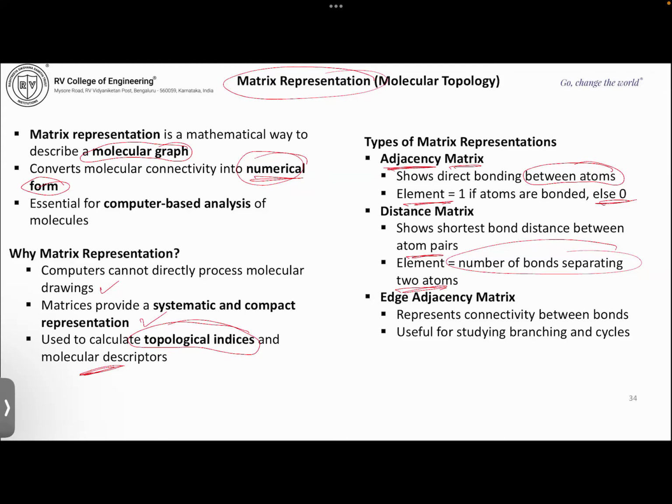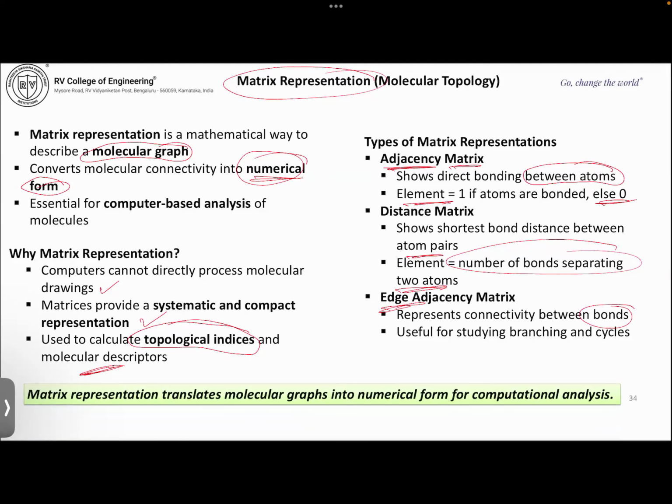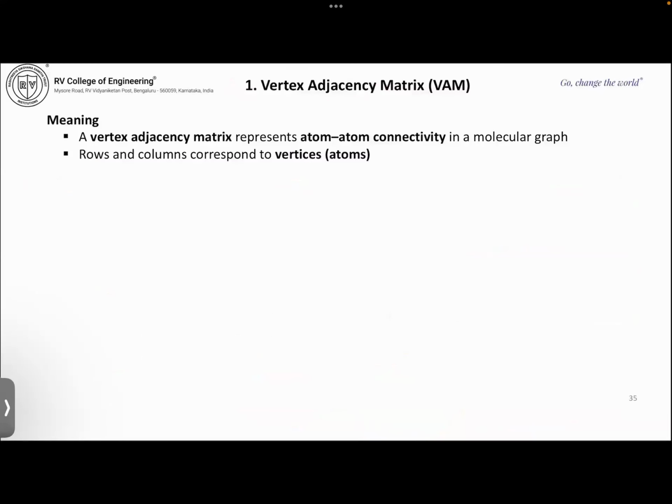Next, we have the edge adjacency matrix. It represents the connectivity between the bonds. Edge adjacency is with respect to bonds, so it is useful for studying branching and cycles. Overall, the matrix representation translates molecular graphs into numerical form for computational analysis. Let me discuss these matrix representations.